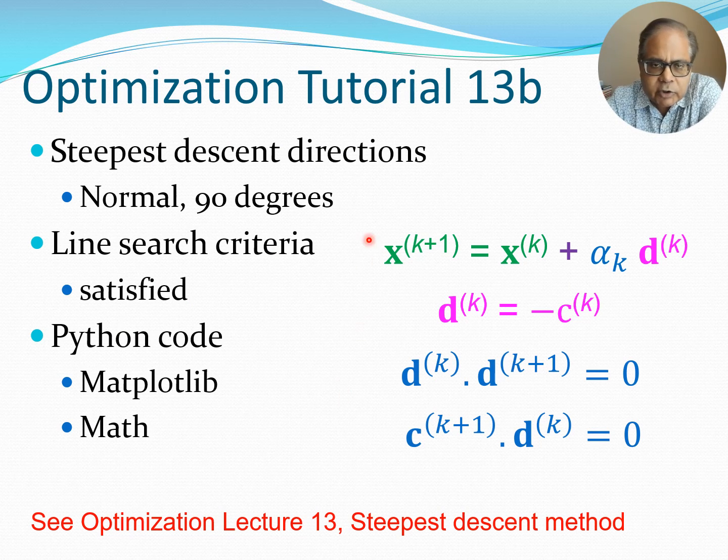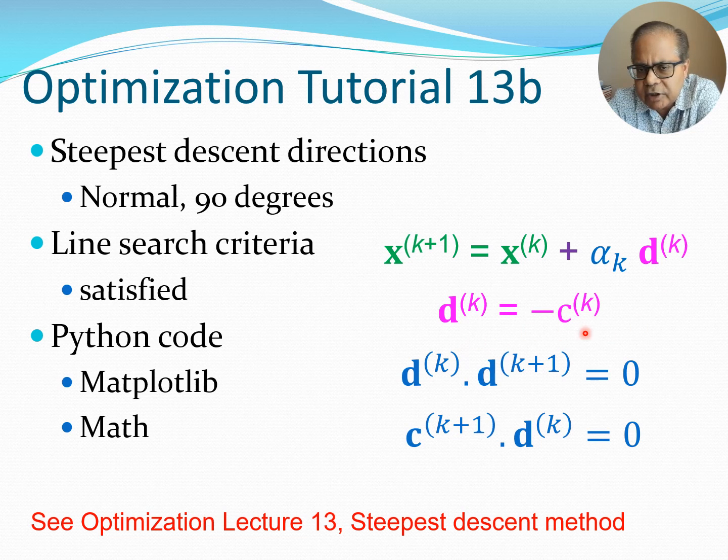So let us summarize all the things we learned in optimization tutorial 13b. In this tutorial we saw that the steepest descent directions are normal, they are at 90°, the line search criteria is satisfied, and we also looked at Python code and we learned about two new libraries, the math library and matplotlib. Now of course we know the general search method: x_{k+1} is x_k plus alpha_k d_k, alpha_k being the 1D search, d_k being the search direction.